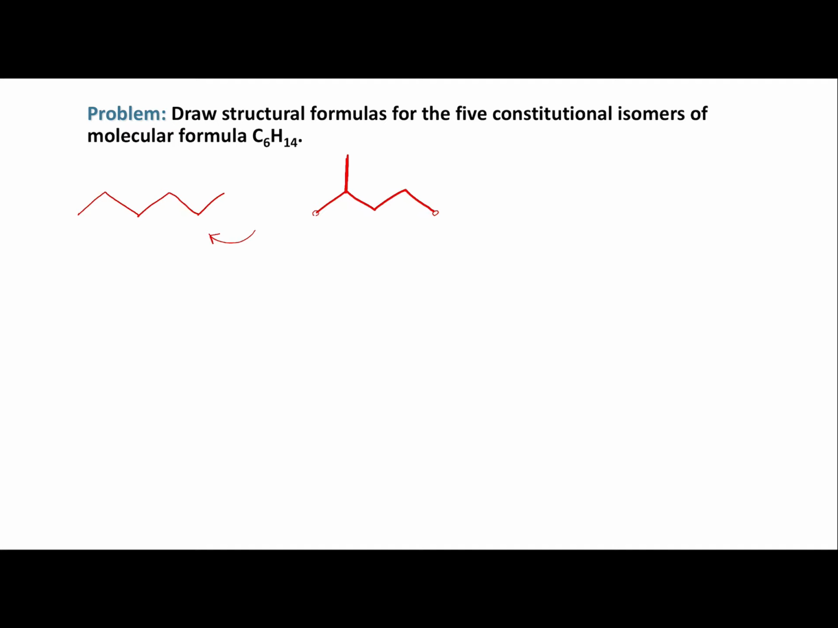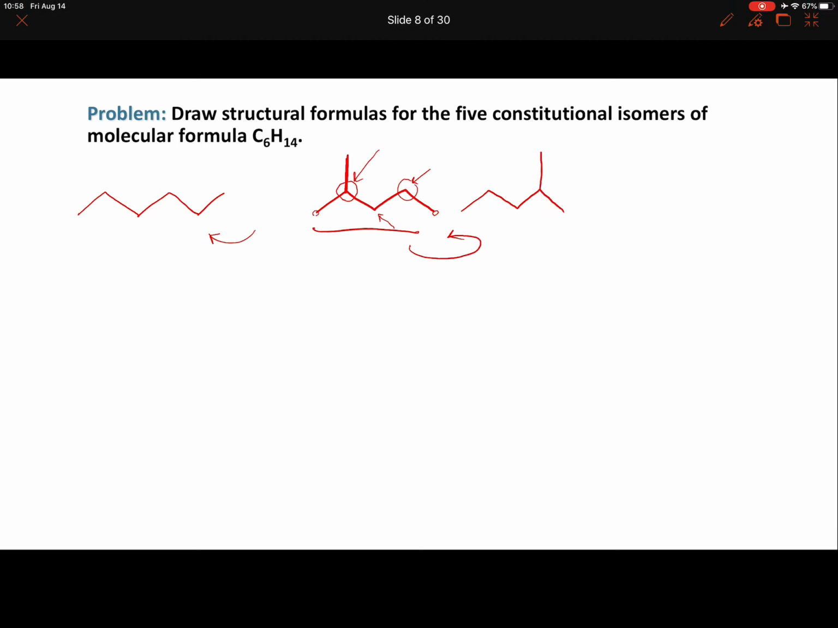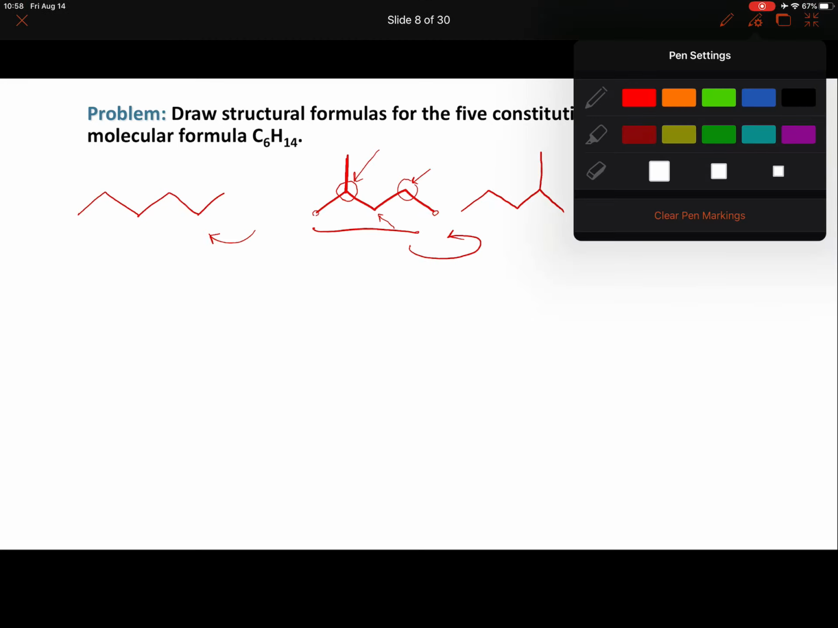Now, I see that there's another choice. I could have put it here. I can't put it here because that's the exact same thing as putting it here, right? This is the second carbon from the end, and this is the second carbon from the end. It would literally just be like this, right? These are not constitutional isomers. It's just this guy flipped around. So you gotta be able to watch that.